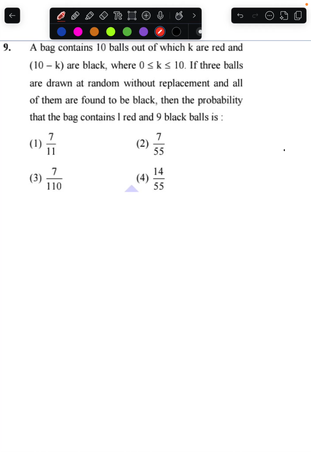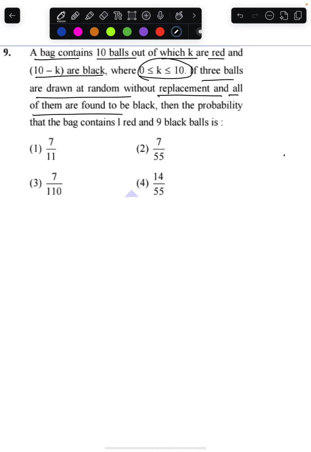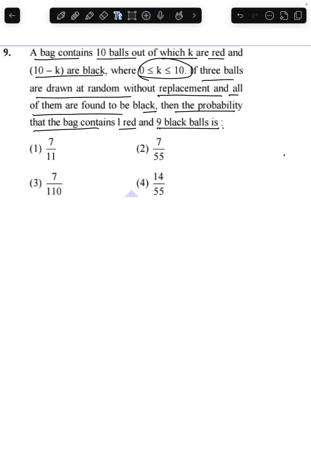Ninth question. So read the question first of all. A bag contains 10 balls, out of which k are red and 10 minus k are black, and k is between 0 to 10. If three balls are drawn at random without replacement and all of them are found to be black, then the probability of the bag that contains one red and nine black balls is, right?